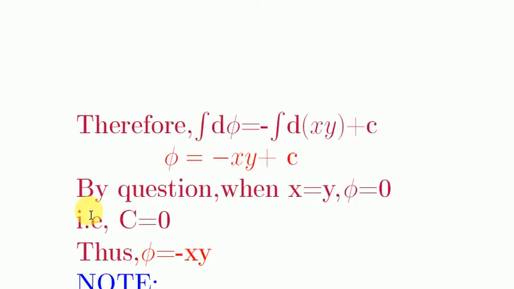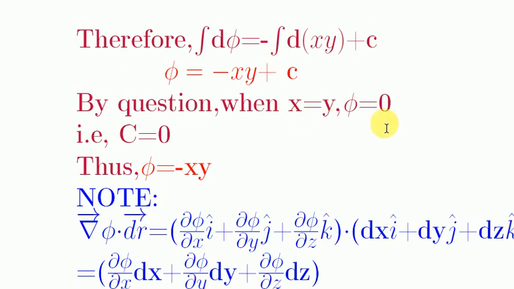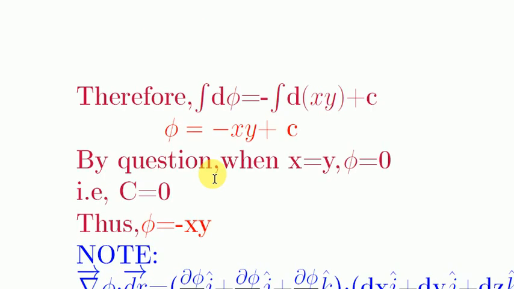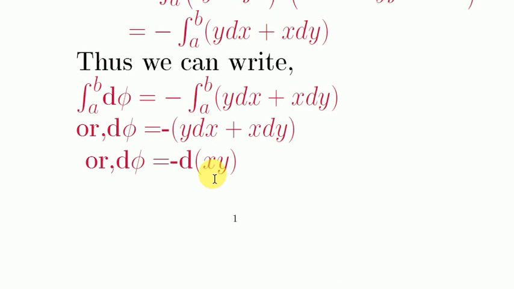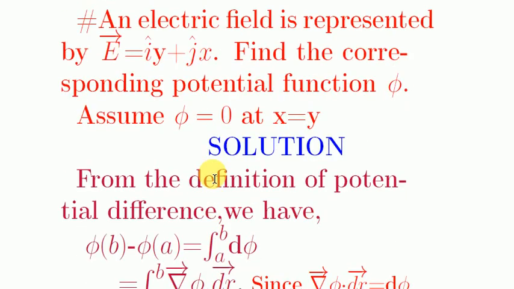Now by question, when x equal to y, phi equal to 0, and if we use this condition, then we can get the value of constant c. So we can get c equal to 0, and if we put this value in this equation, then we can easily write phi equal to minus of xy, and this is the potential function, and this is the answer of this problem.